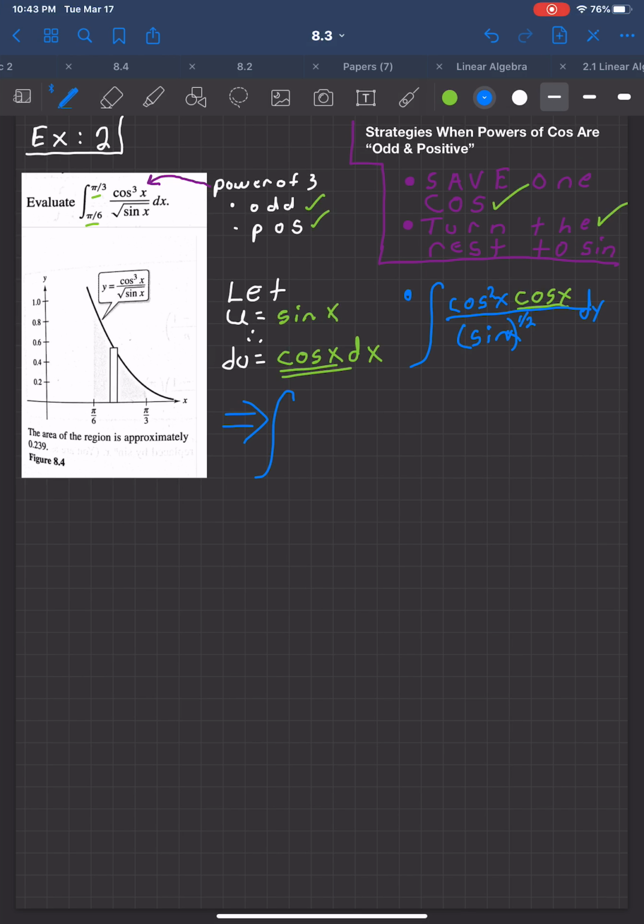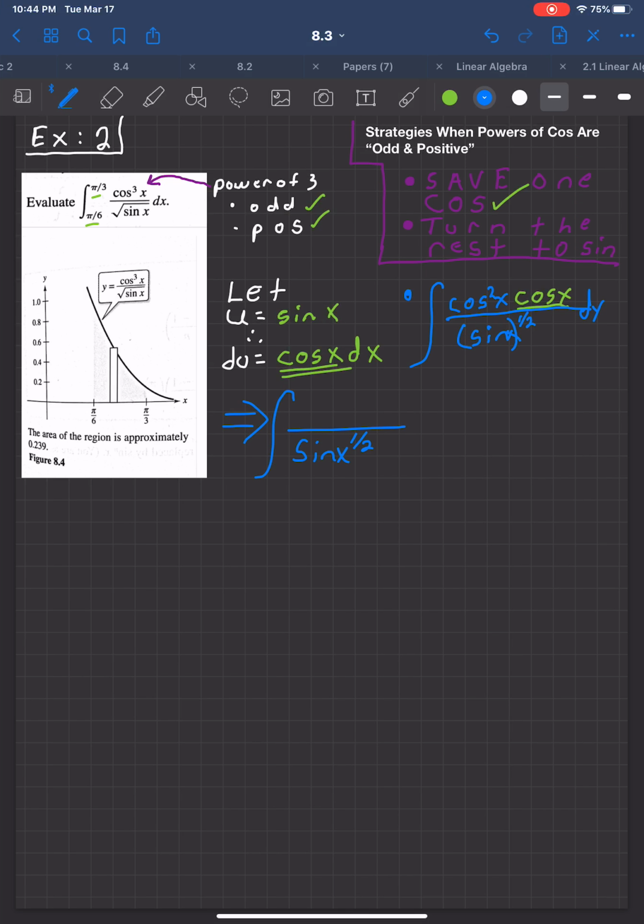Actually, before I even do that, let me continue with my tips. Let me turn everything else into sines, right? I don't mean to change midway through the problem. I am going to do what I just said I was going to do. So this is sine of x to the power of 1/2. I'm just trying to follow my tips. Right now tip 1 is done. I have saved a cosine. But tip 2 asks us to turn the rest into sines.